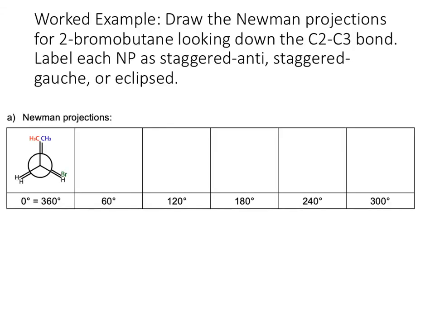Now let's try an example. So we want to draw the Newman projections for 2-bromobutane looking down the C2-C3 bond. And you want to label each Newman projection as staggered anti, staggered gauche, or eclipsed. So I've started you off here with the Newman projection. So this is your starting point.